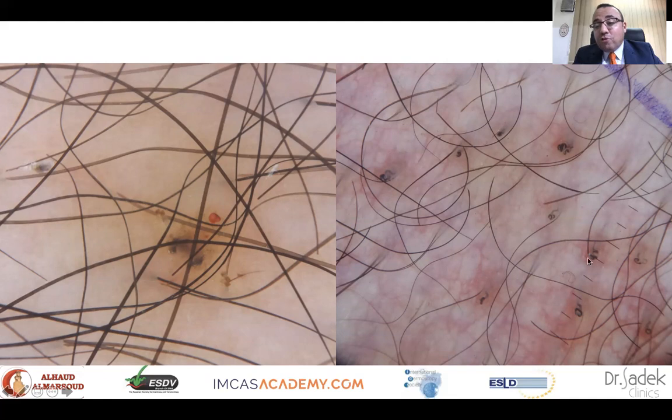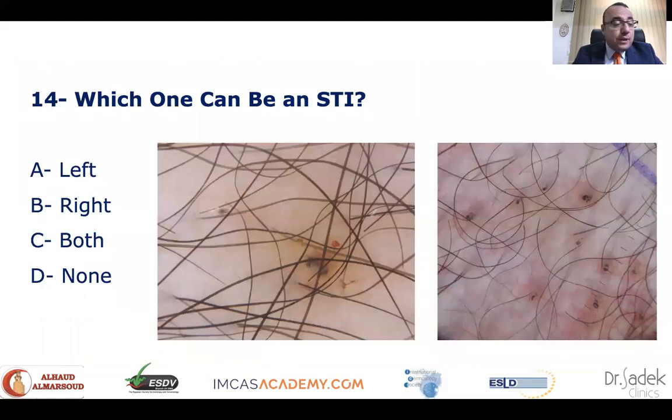trichomycosis corporis as well, based on the corkscrew appearance of the hair shafts over there and the surrounding inflammation as well. So which one can be an STI? What do you think? Which one can be an STI? Actually, both. So I gave you an early answer because I know it was not an easy one to guess.